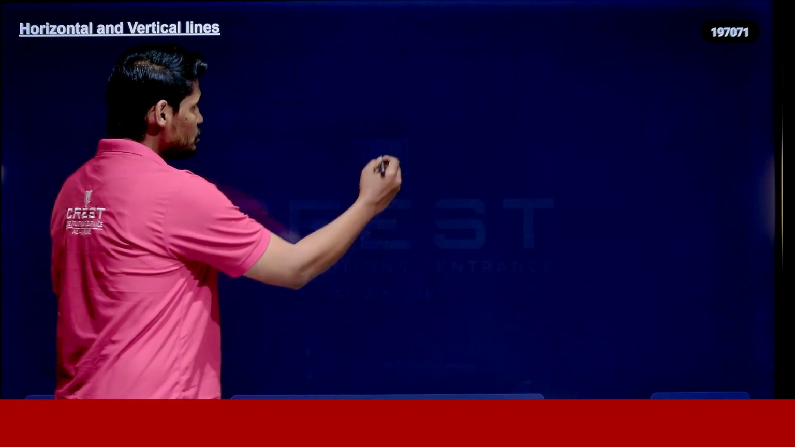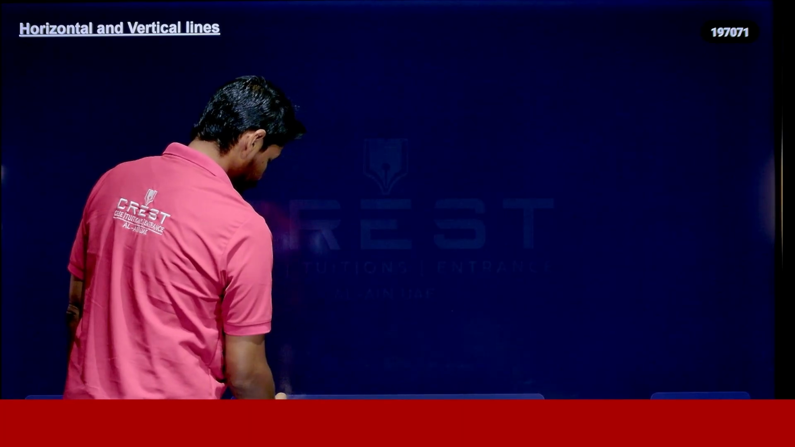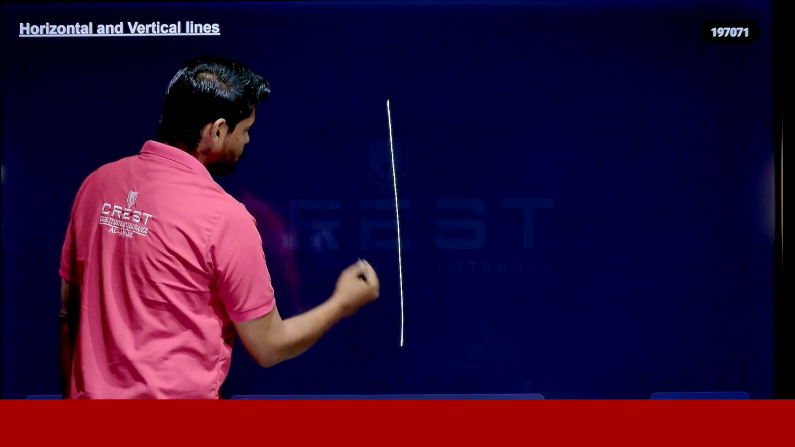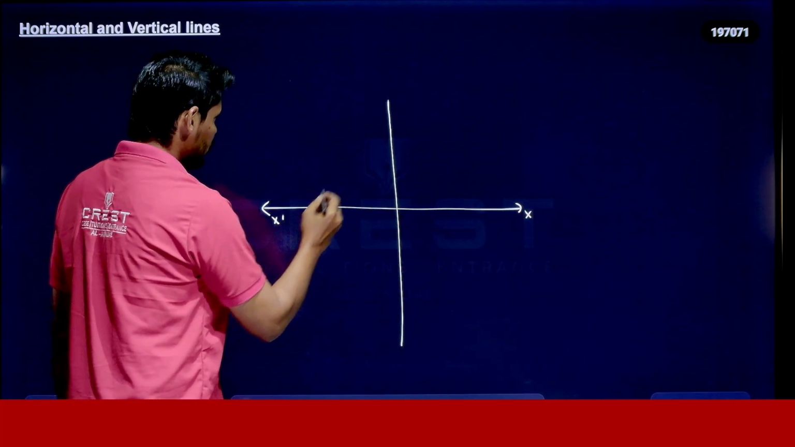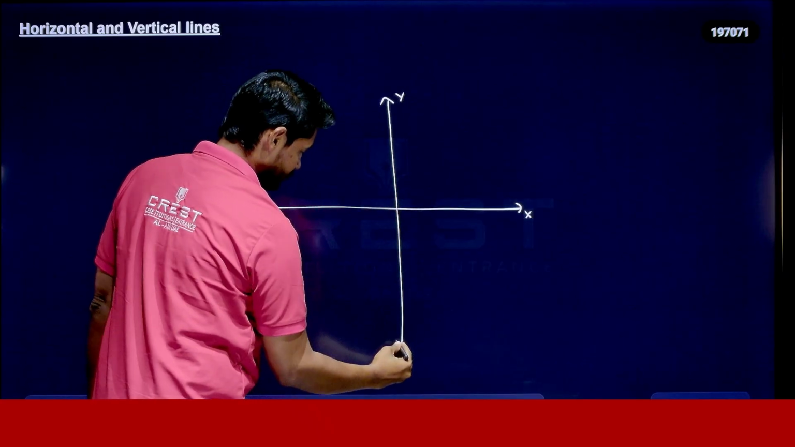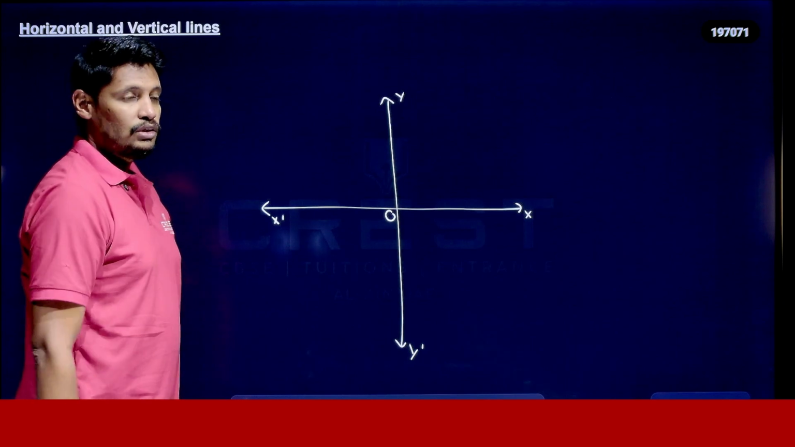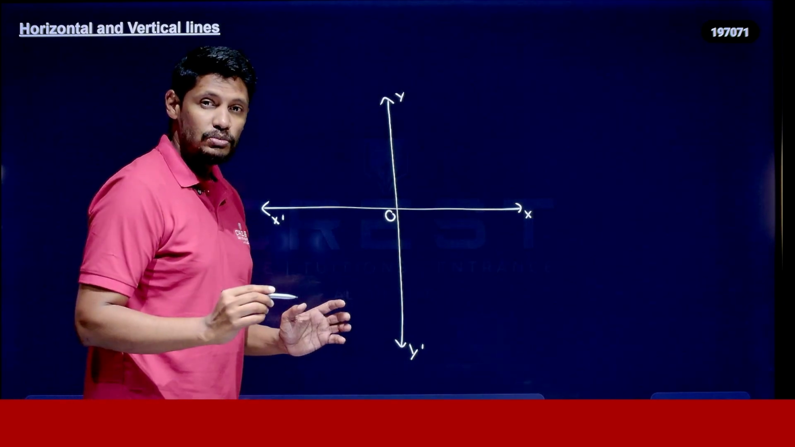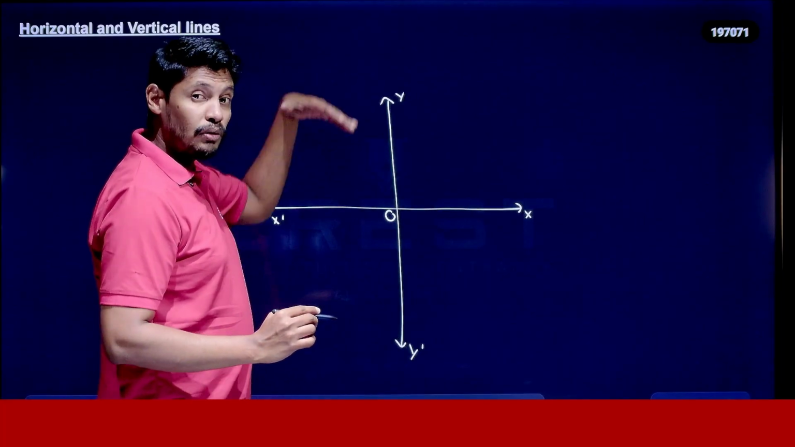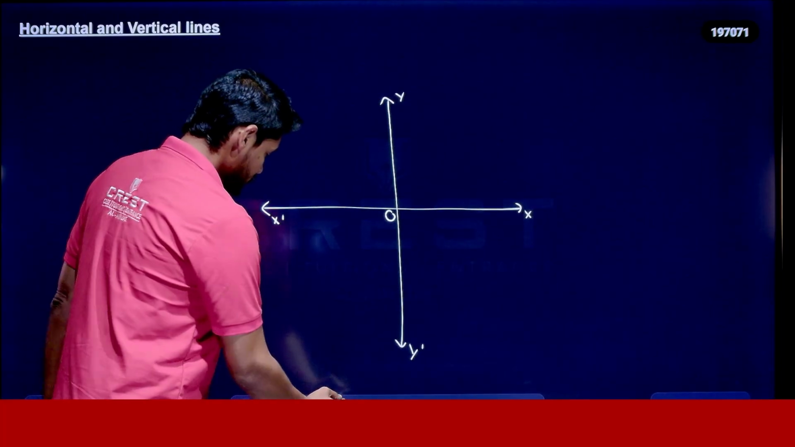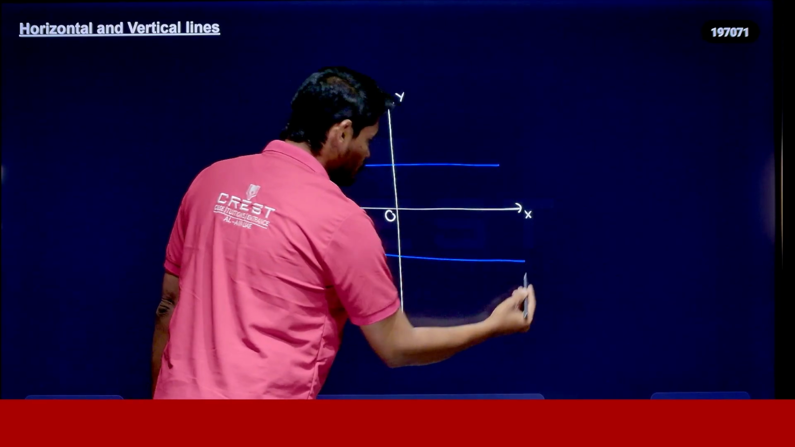So what is a horizontal line and a vertical line? For this we have an xy plane, this is x dash and this is y dash, and we have an origin. Horizontal lines are those lines which are parallel to the x-axis. It may be either above the origin or below the origin. So this is a horizontal line, this is also a horizontal line.